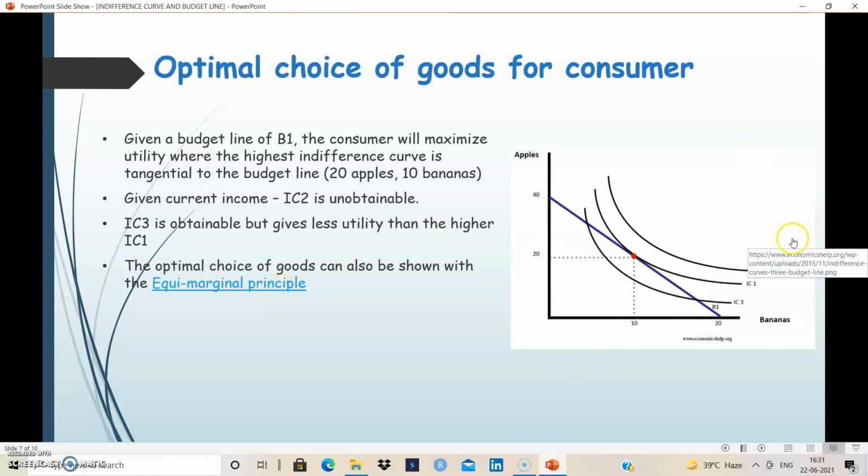So from this curve we can see IC3 we can afford but gives us very less satisfaction. IC2 gives very high satisfaction but we are not able to buy this combination because of less income. IC1 is the best one because it gives us better satisfaction than IC3 and we can afford it with a given income. So IC1 is the optimal choice of goods for the consumer.